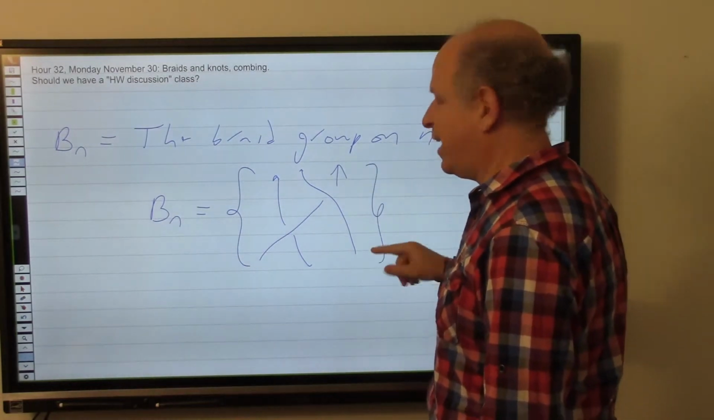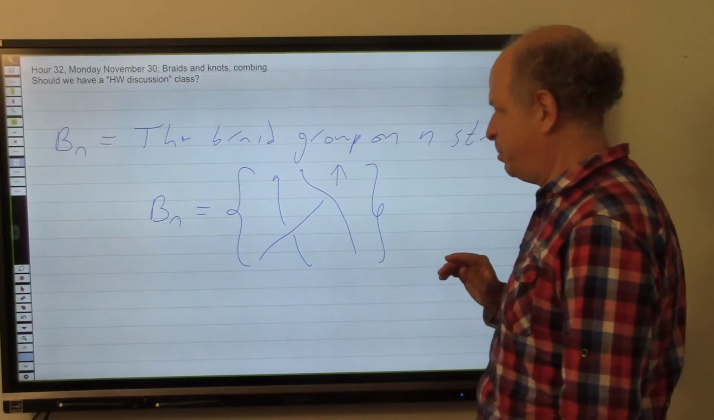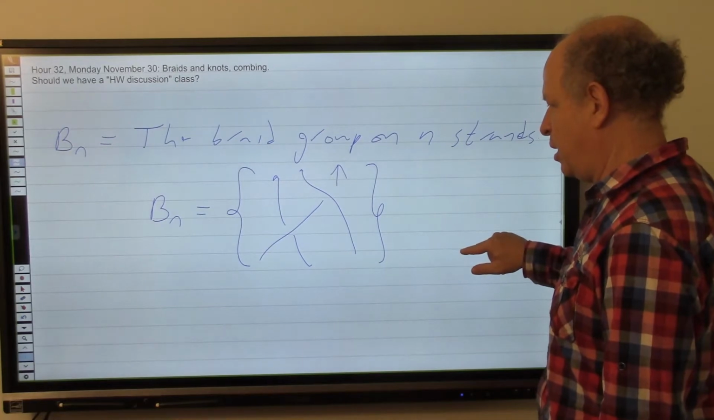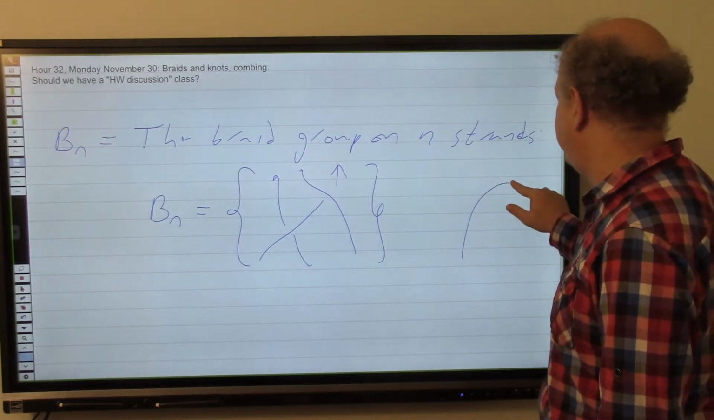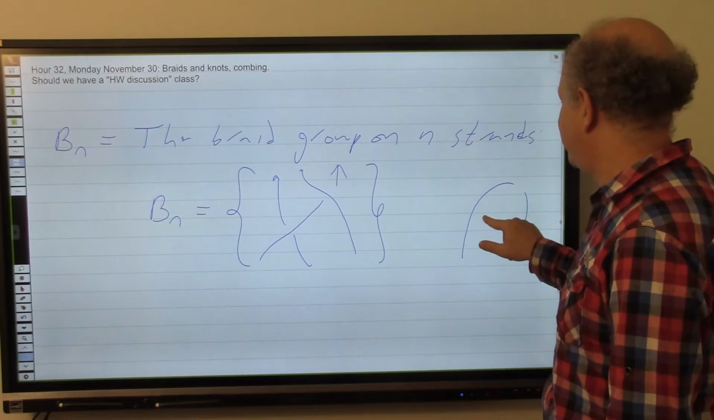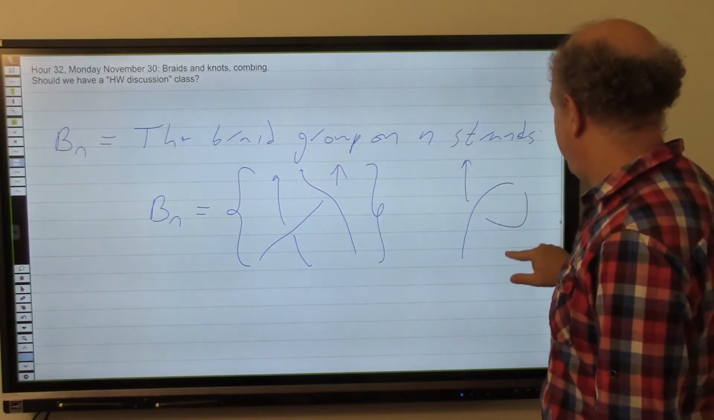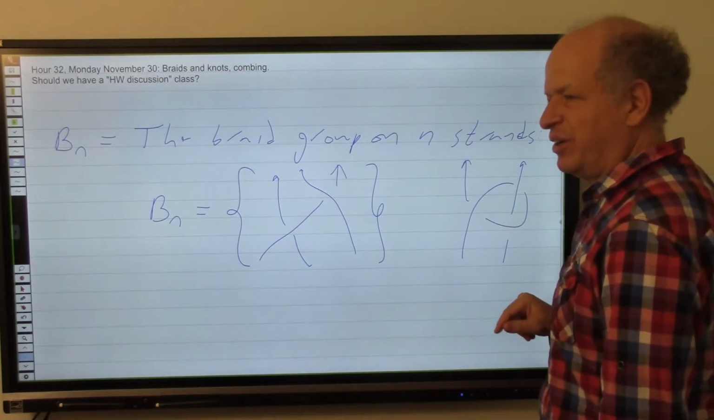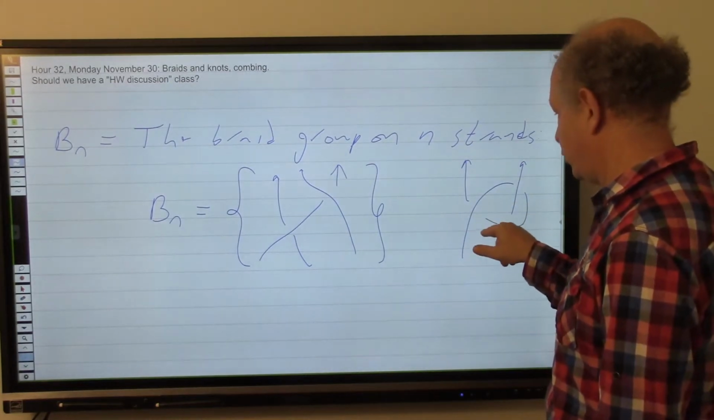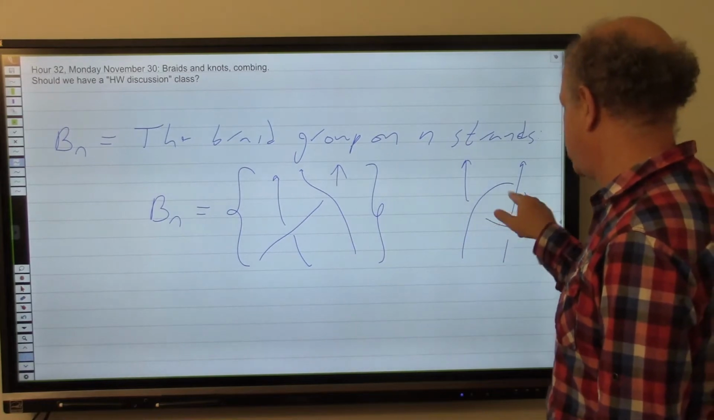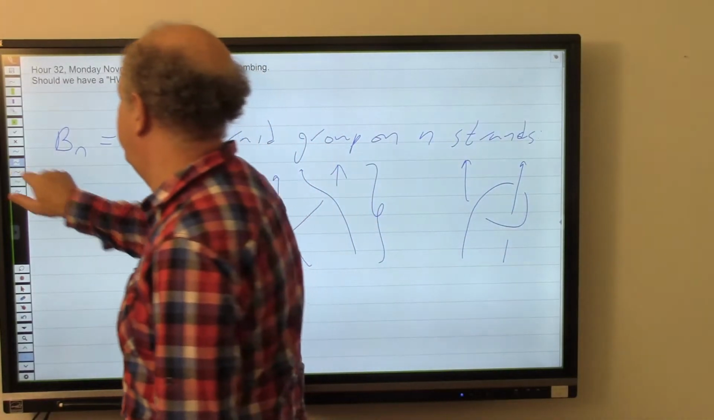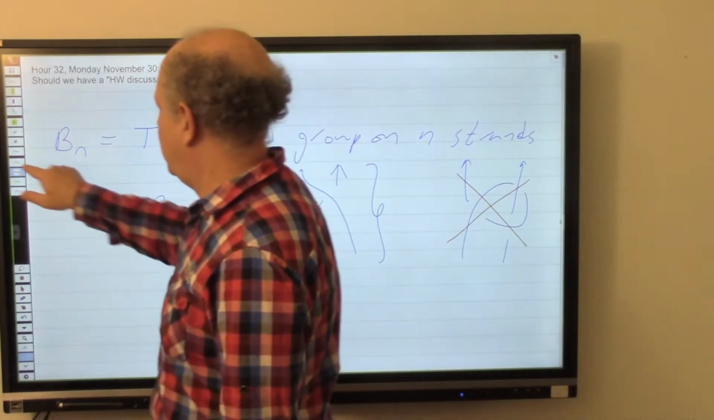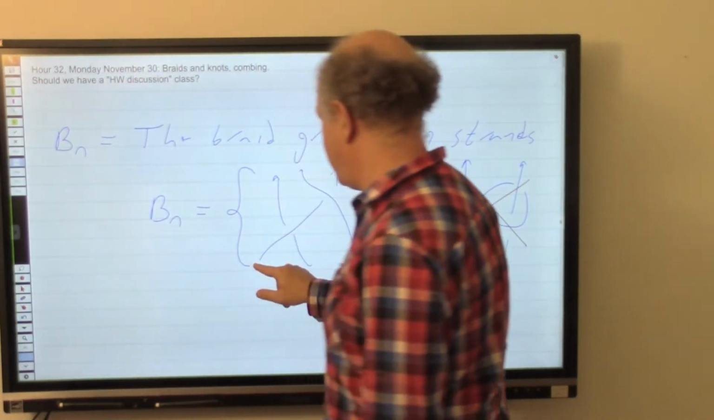So the thing I am not allowing, just to be specific, so here is a non-3-strand braid. So here is a tangle in which you don't always go up. Okay, so here is a 2-strand tangle in which the first strand isn't always going up. So this is forbidden.